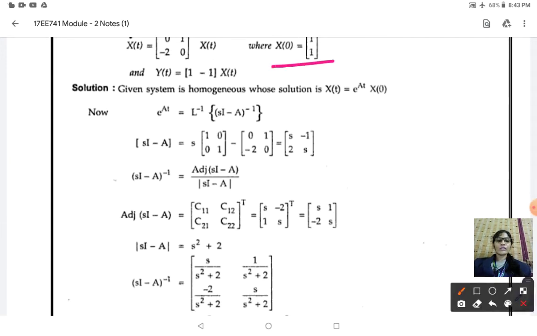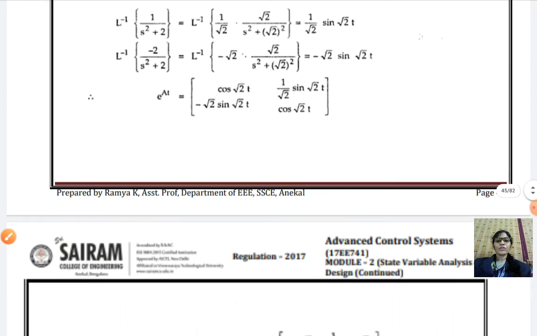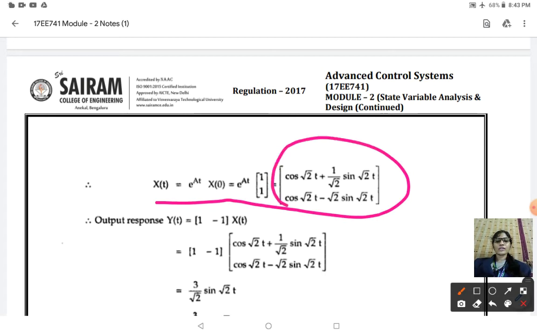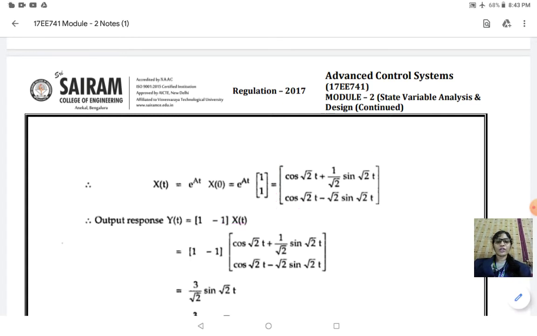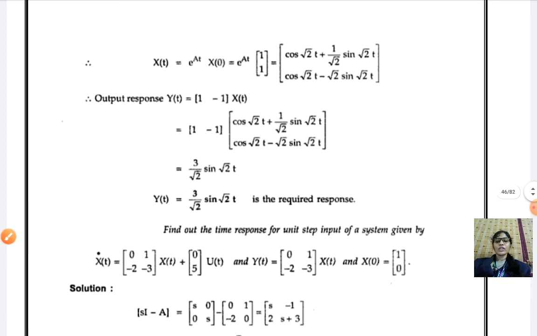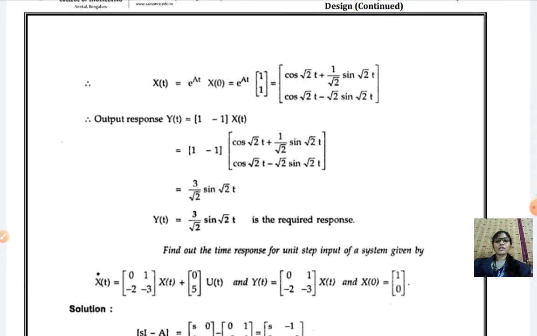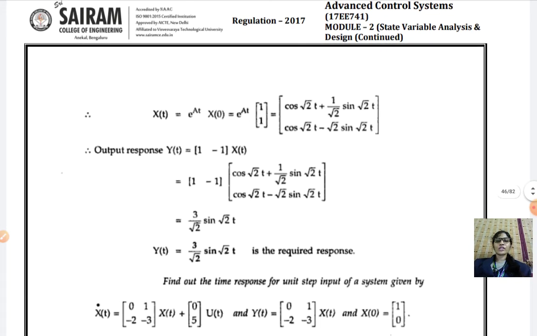So when you multiply these two matrices, you will get a response x of t equal to so and so matrices. And the output response can be identified as y of t equals c times x of t. You know what x of t is, so you can substitute that here to identify your output response. This is how you need to identify the complete time response of the system with respect to the homogeneous equation.